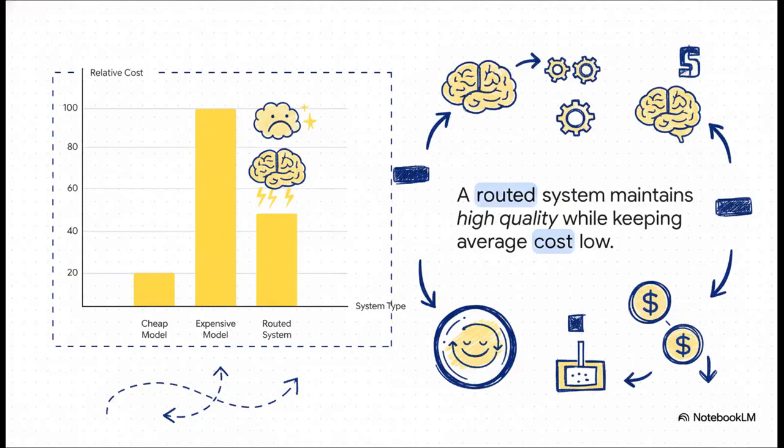Okay, check this out. This chart just perfectly shows the magic of routing. See, the cheap model on the left, yeah, cost is low, but the quality kind of stinks. The expensive model gives you that amazing quality, but wow, look at that cost. But now look at the routed system on the right. It manages to get that same high quality, but by only using the expensive model when it has to, it keeps your average cost somewhere comfortably in the middle. It is truly the best of both worlds.